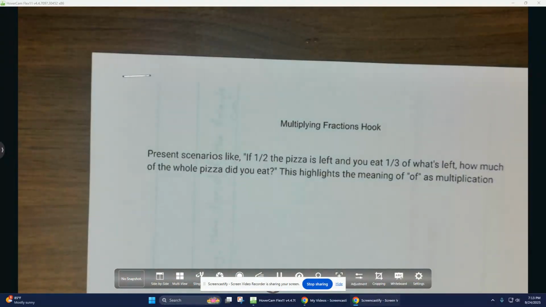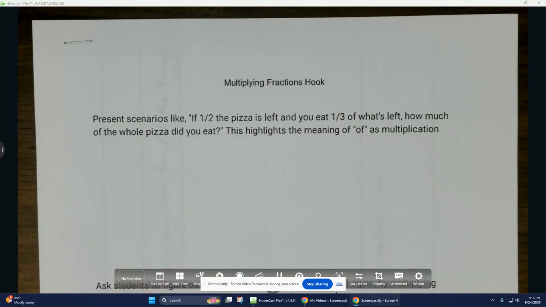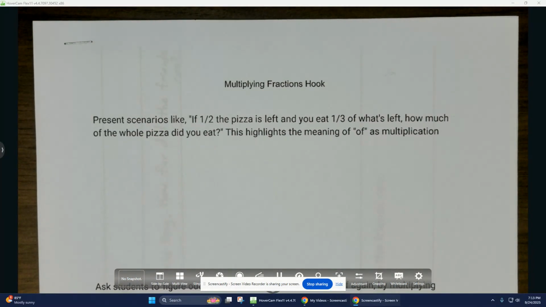Students, you should have a packet with 3 pages. Here's the first page, second page, and a third page, like so. I'm going to go ahead and show you some notes on how to multiply fractions. The first one says, if half the pizza is left and you eat a third of what's left, how much of the whole pizza did you eat?